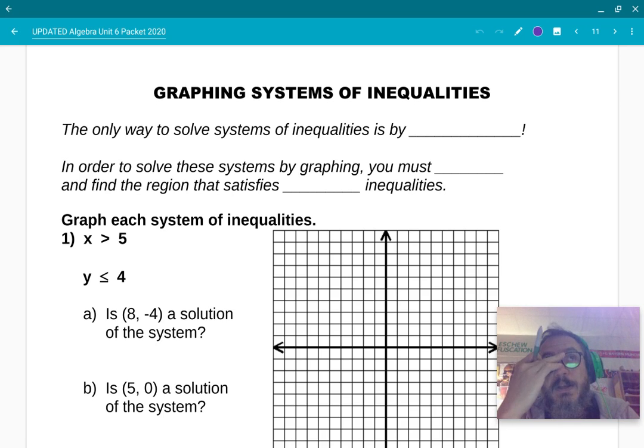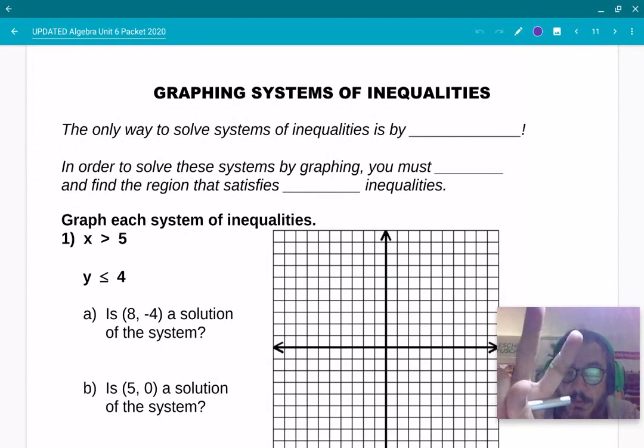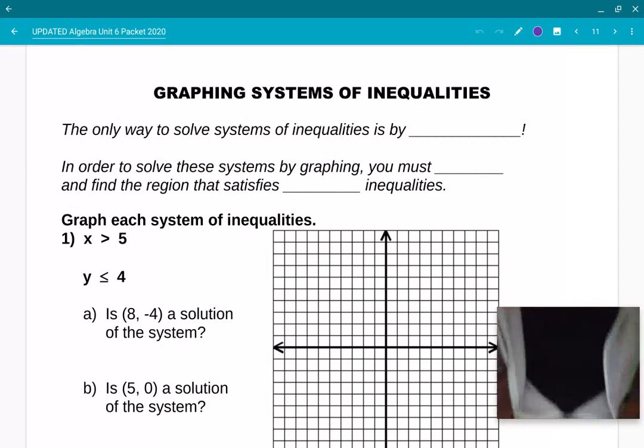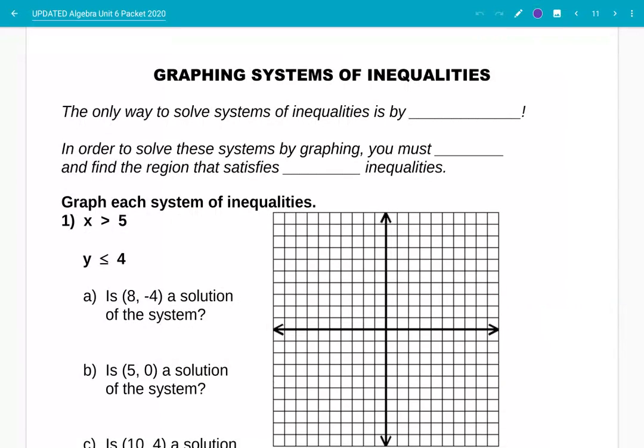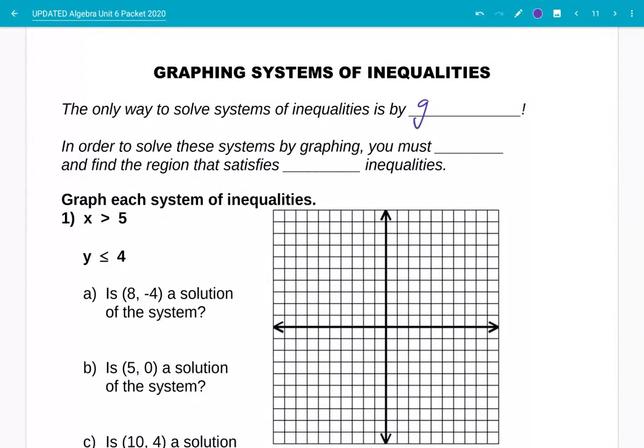This is all about how to solve systems of equations, or not equations, how to solve systems of inequalities. Let me start over. How to solve a system of two inequalities. There's only one way to do that, and that is to graph them. The only way to solve systems of inequalities is by graphing.